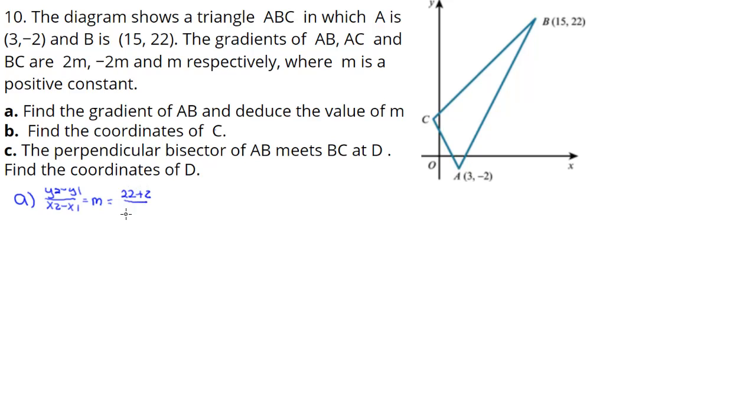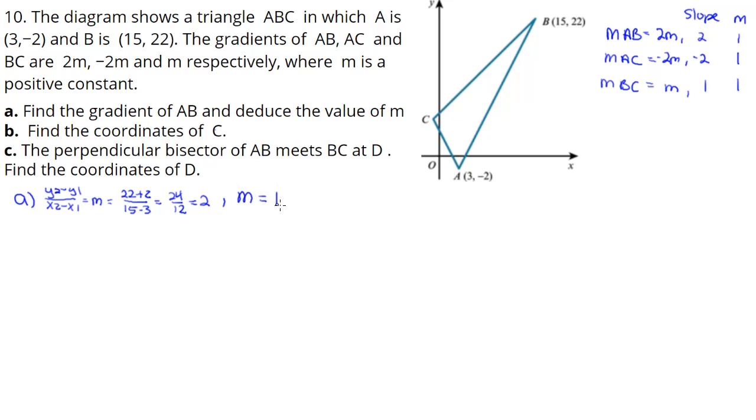Anyway, all I'm going to do is do y2 minus y1 over x2 minus x1, and I find out that 24 over 12 is equal to 2. That's the slope. Now, what they're telling me is that the slope is 2m. So that means that m must be 1. And see, now I can figure out the other slopes. That means that the AC slope must be negative 2, and the BC slope must be 1, because in all the cases, m equals 1.